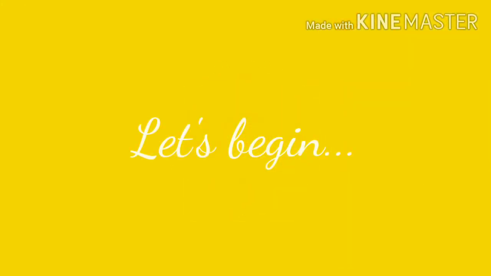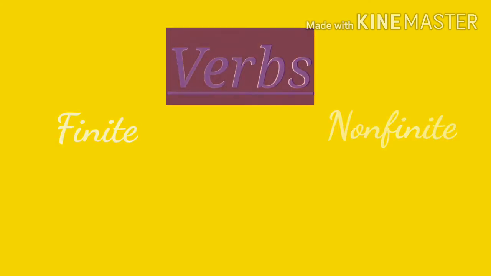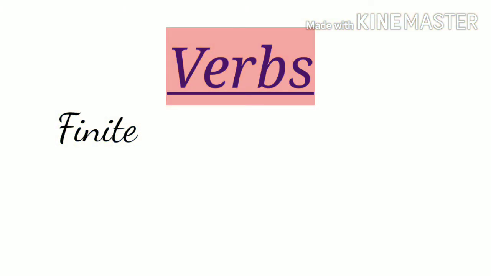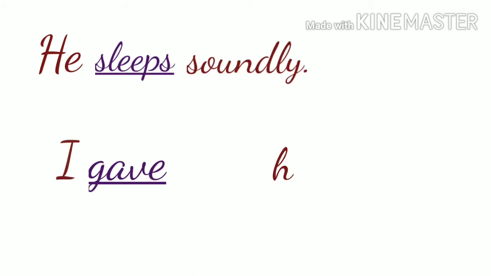So, let us begin. Verbs are of two types: the finite verb, and the other is called the non-finite verb. Now, what are finite verbs? Finite verbs are those verbs which indicate the tense of the sentence, the person and the number of the subject. Say, for example, he sleeps soundly, or I gave him my book.